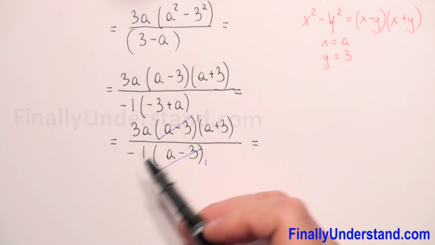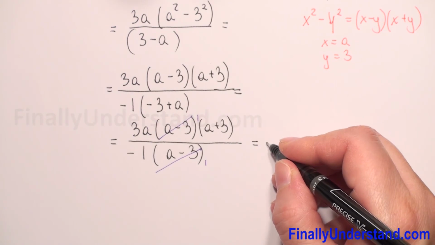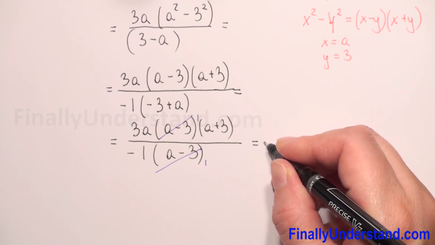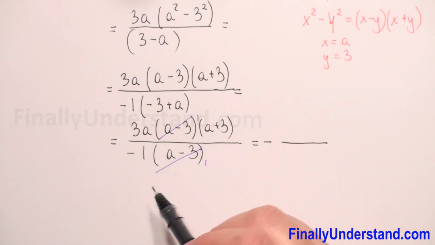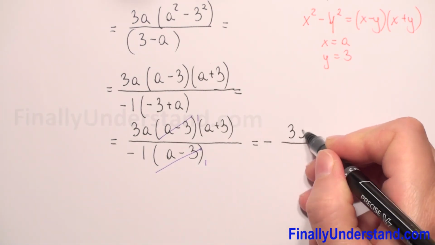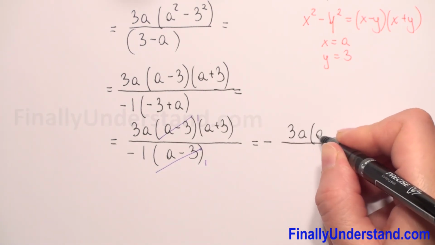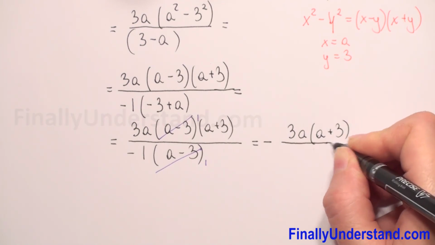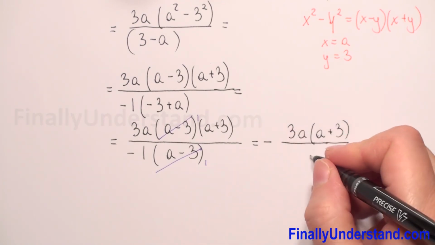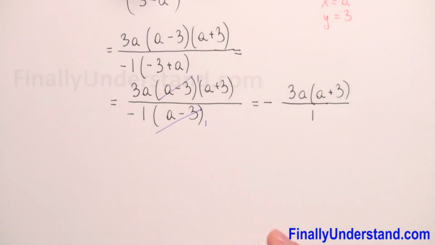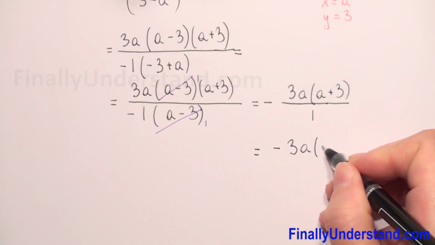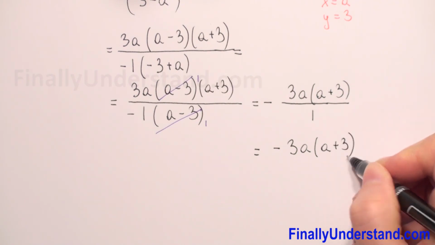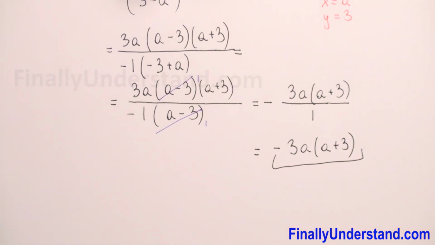So positive over negative give me negative, so I can put before this whole fraction negative sign, and we have in the numerator 3a times a plus 3 over, now will be 1. So we don't have to put this one, so this is equal negative 3a times a plus 3 in the parentheses. This is my solution.